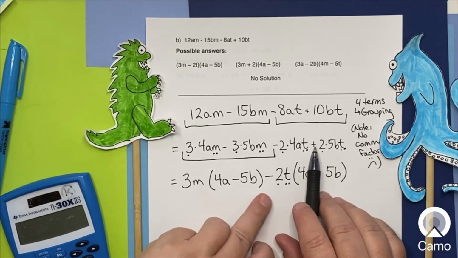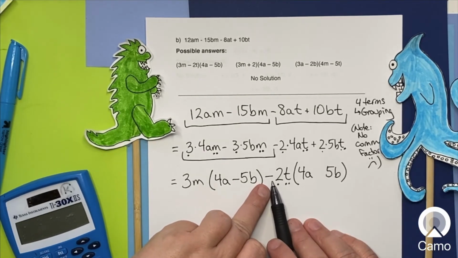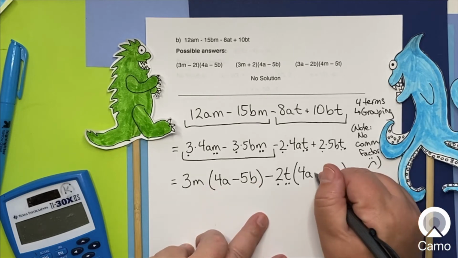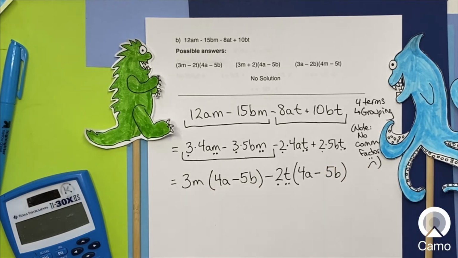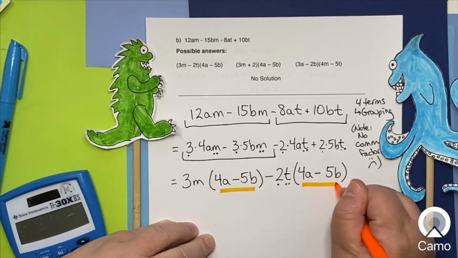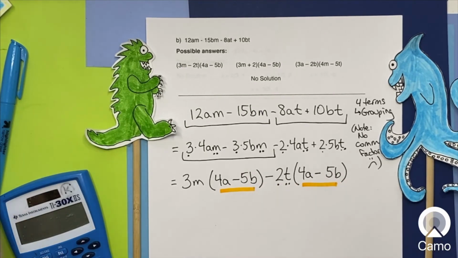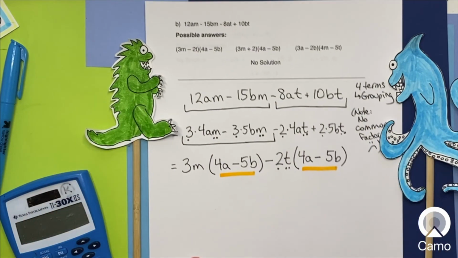So if I have a plus here and I factor out a minus, what's left in the middle is a minus. And then these two match. Yay! Life is good.